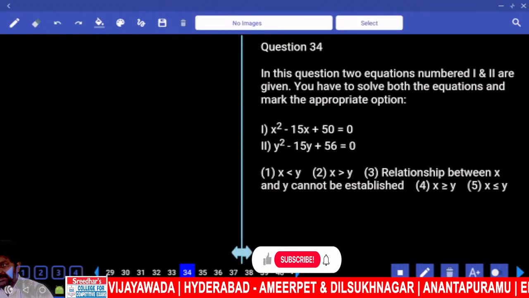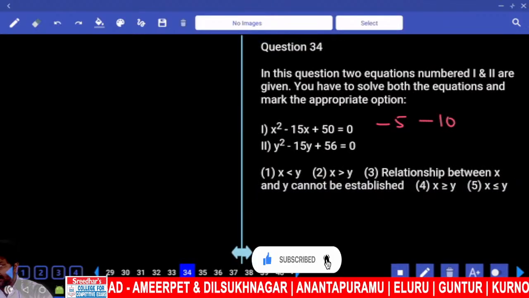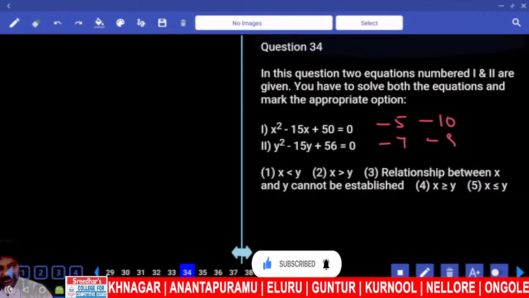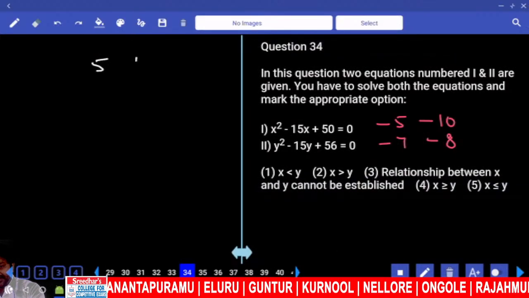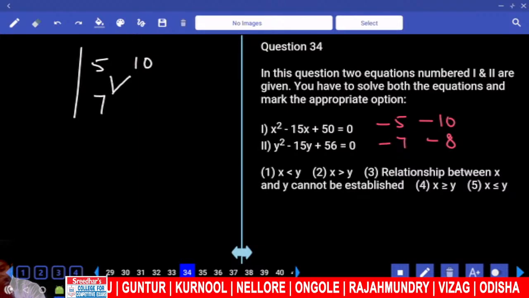Product 50. Sum minus 15. Minus 5, minus 10. Product 56. Sum minus 15. Minus 7. Then factors of x are 5 comma 10. Y lies in between. No relation.